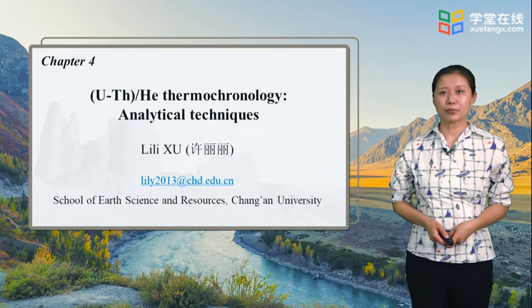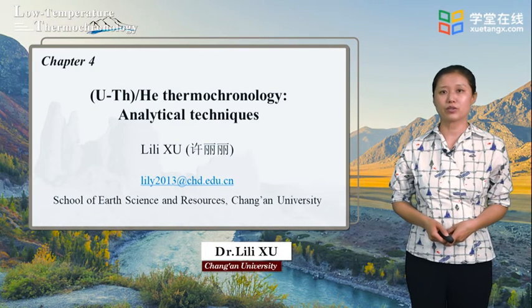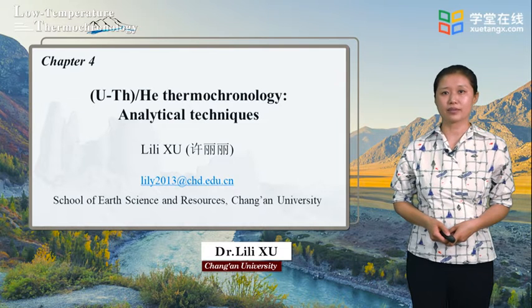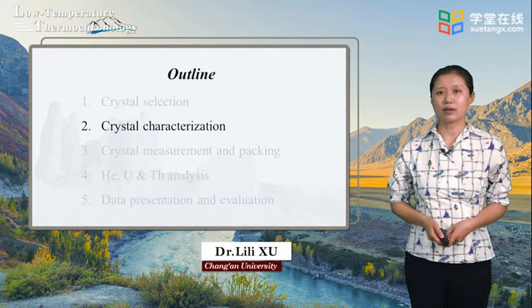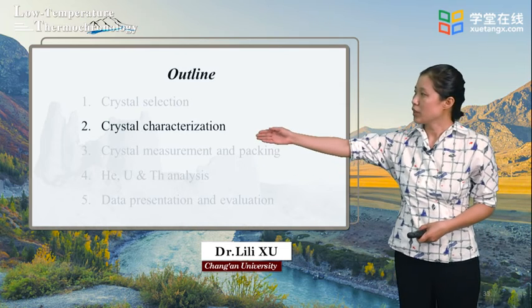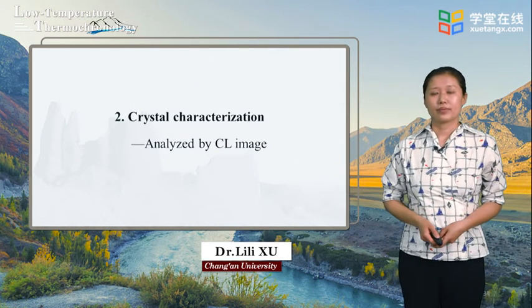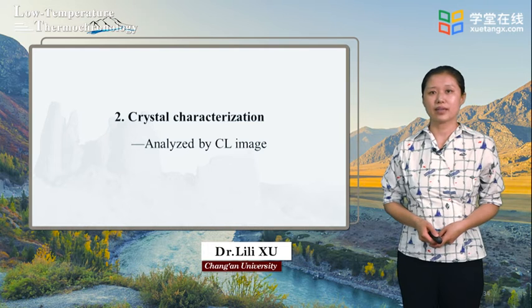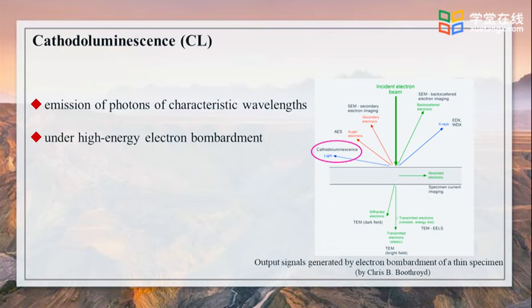We will continue chapter 4, uranium, thorium, helium thermochronology, analytical techniques. Today we will still focus on the second session about crystal characterization, and the cathodoluminescence technique will be introduced today. Some types of specimens, when excited by electrons, emit light by the process of cathodoluminescence. Cathodoluminescence is the emission of photons of characteristic wavelengths from a material that is under high-energy electron bombardment.